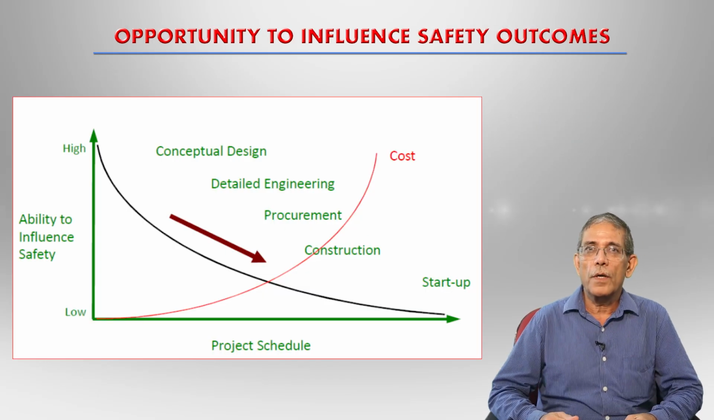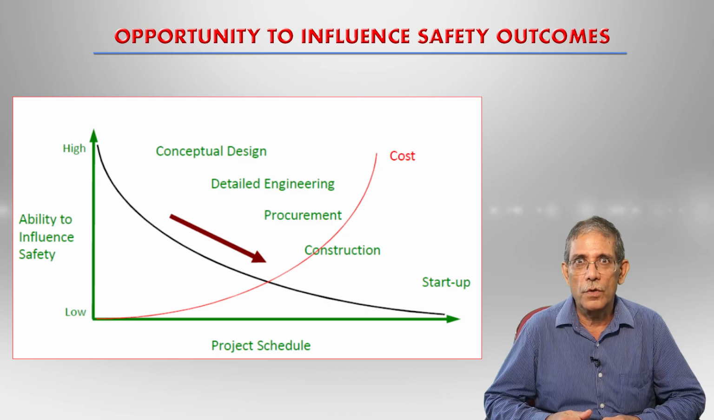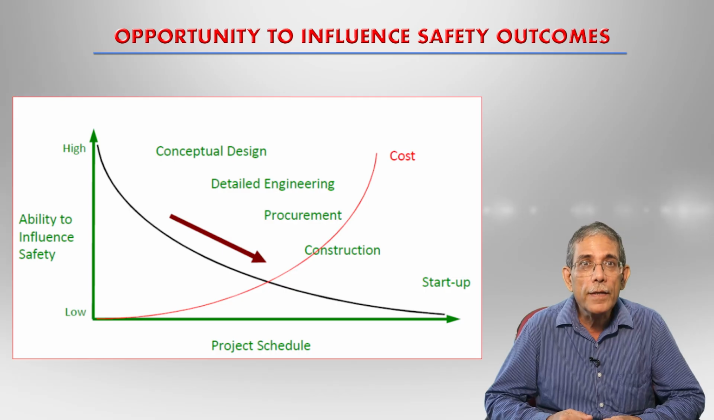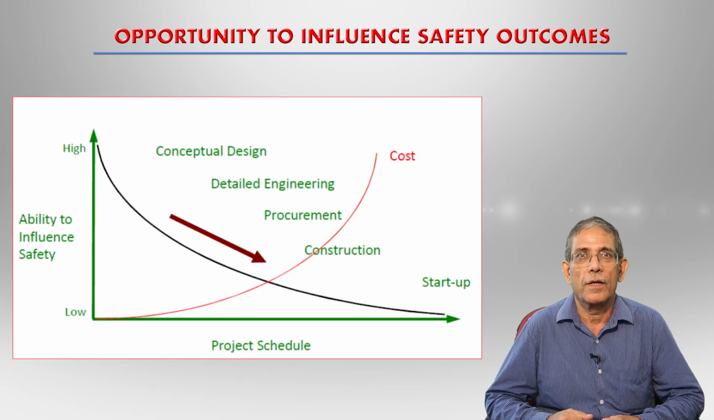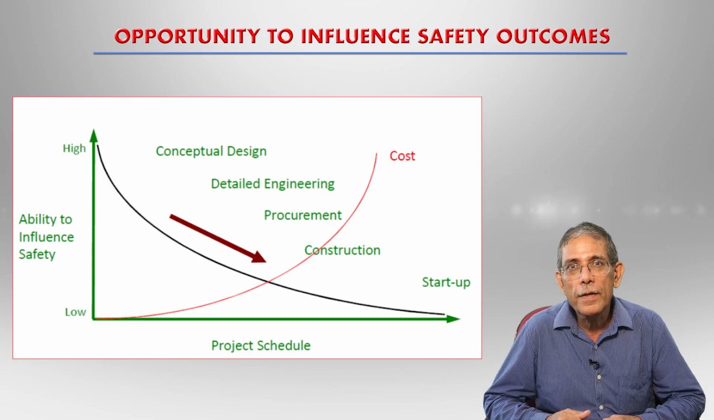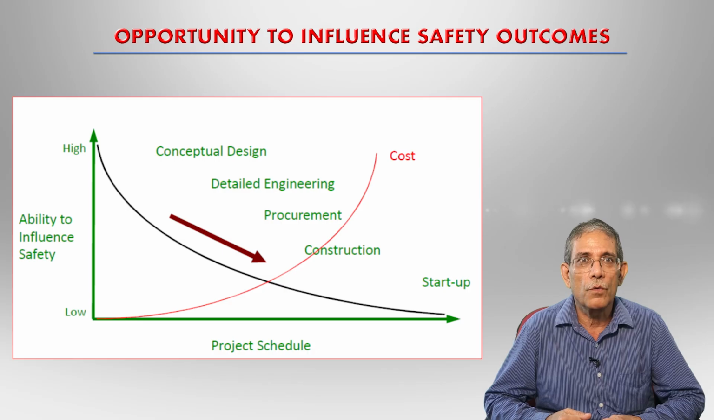Opportunity to influence safety outcomes is also shown in this graph. It is very clear, plotting the ability to influence safety versus project schedule. The ability to influence safety is very high in the beginning of the project. However, as we move to conceptual drawing, detailed engineering, procurement and construction, there will be a midpoint. At the midpoint, the ability to influence safety and the project schedule will be the same.